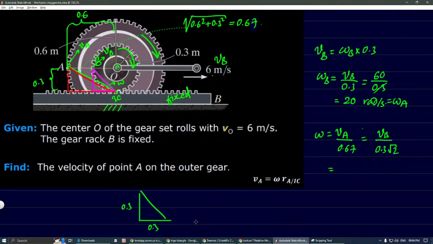We got the relation between VA and VB, but at least VB we should know, no? We know VB, then VB is... no, that is not VB. If it is not perpendicular to the center of rotation, then it is not simple. Here it is acting at some other angle, right? It won't be that simple.